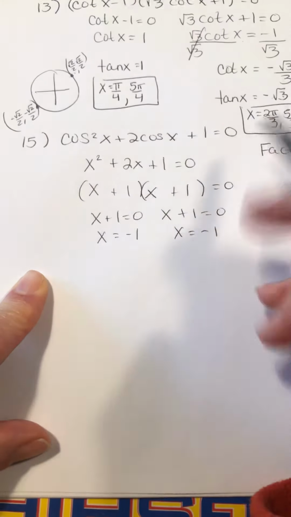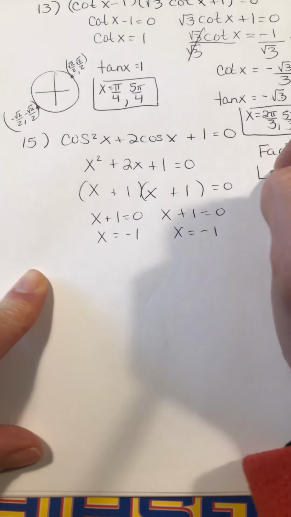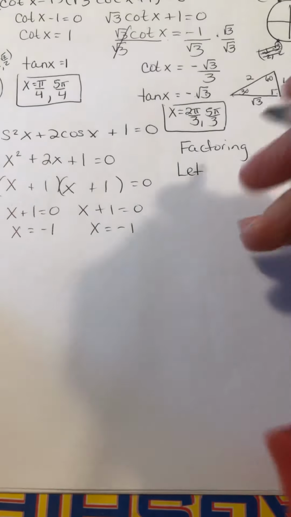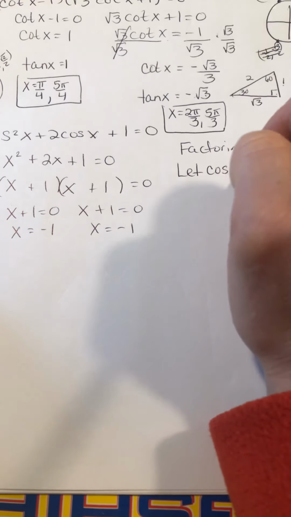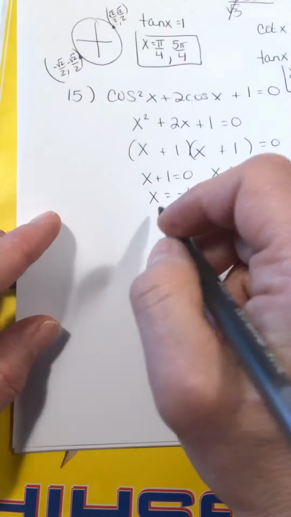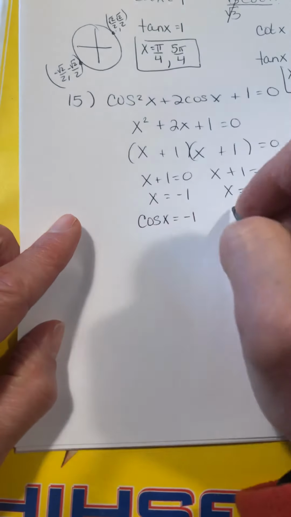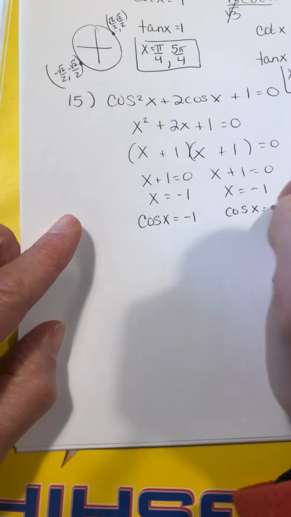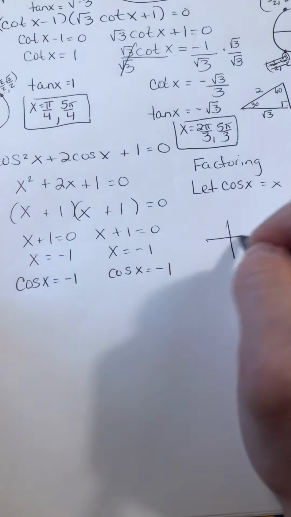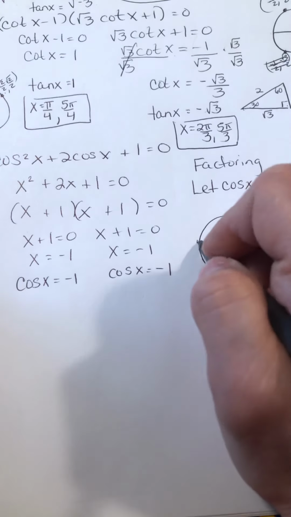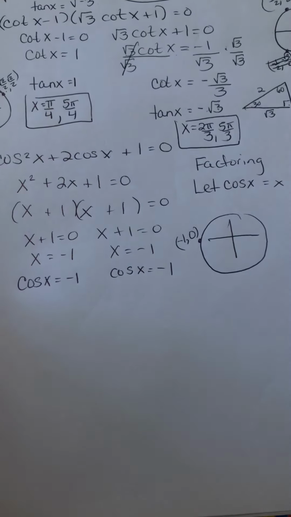Now it's time to put our cosine back in. Because at the beginning of the problem, we let cosine of x equal just x. Now we're going to put that back in. So we have cosine of x equals -1. And thinking about where that occurs on our unit circle, we have this point right here, which is -1, 0.